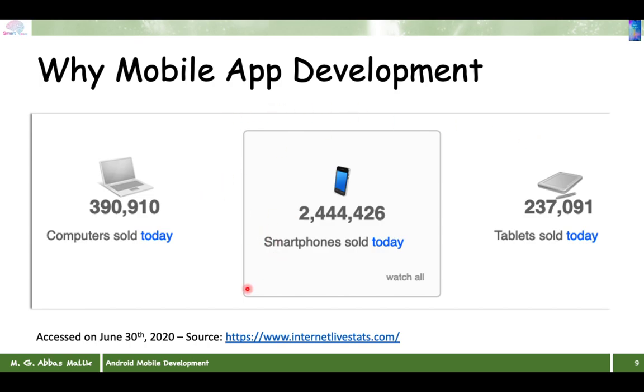This is on the 30th of June. I accessed that particular website, and you can see how many computers are sold and how many mobile phones are sold. If you look at the computers, it's only 390,000. On the other hand, we have almost 2.4 million smartphones. So you can imagine how people are buying those smartphones. And again, if you look at the tablets, it's 237,000.